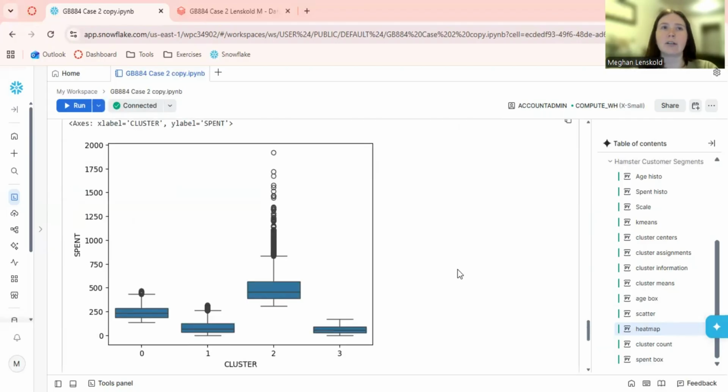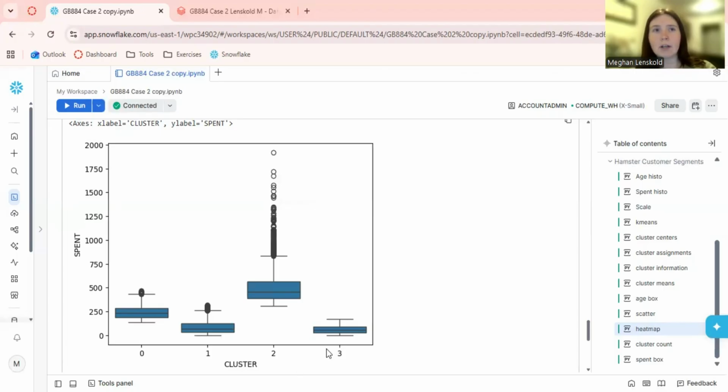So you'll see here, cluster two is your high value segment, smaller in size, roughly about 3,500 customers, but with a median spend around $475 and some customers spending up to $2,000. This is your most engaged high revenue group.